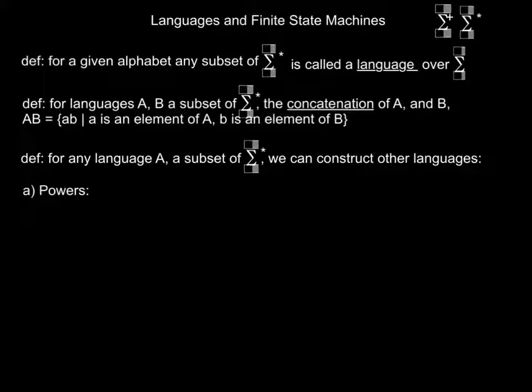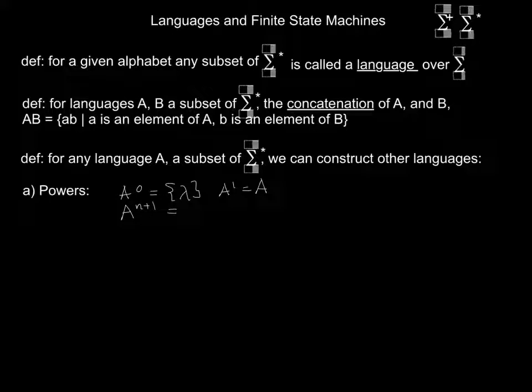There are other ways we can construct new languages from existing languages. So for example, given an existing language A, a subset of sigma star, we can construct other languages. The first one is the powers. We define this recursively. A^0 is equal to the null set. A^1 is simply equal to A. Then the recursive part, A^(n+1), is equal to the strings ab, such that a comes from our original language and b comes from A^n. We'll do some examples in a minute.